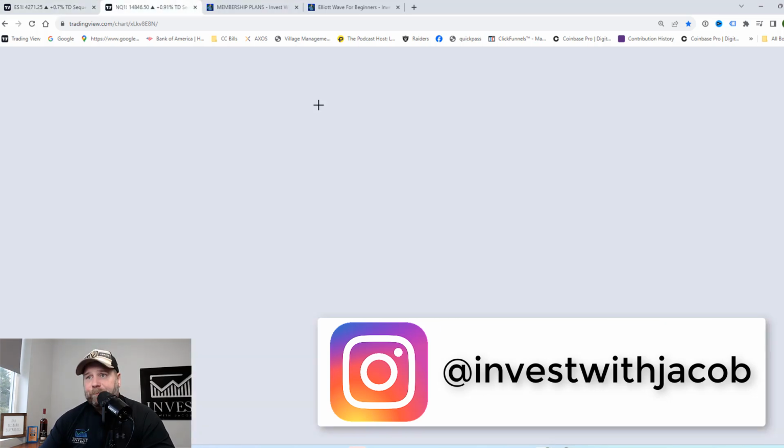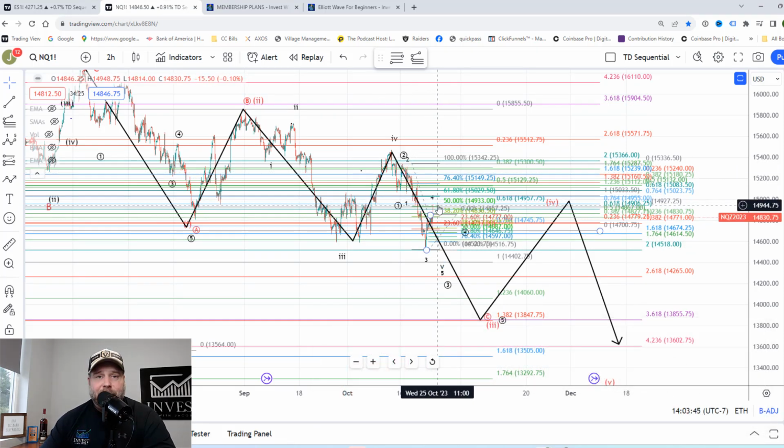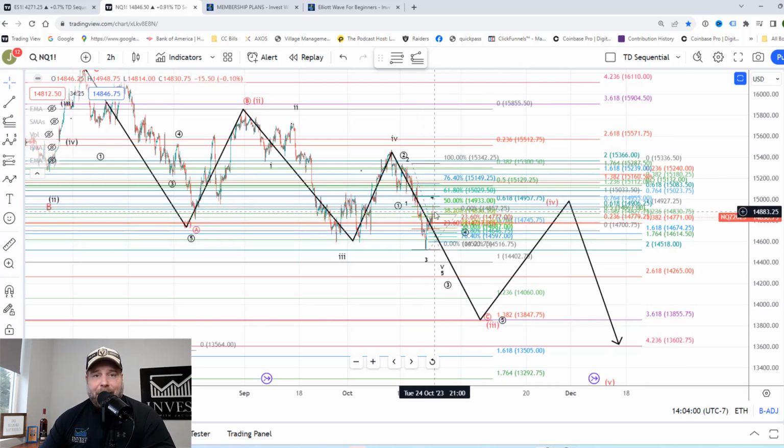Over on the NASDAQ, looking for the bears to hold yesterday's high for a wave 4 and then continue more directly lower. If that's the case, we would look for them to push down toward the 14.265 area to complete wave 3. Then a 4 and 5 down into the 13.850 area. The bulls are looking to push back over yesterday's high in that 14.933 area.